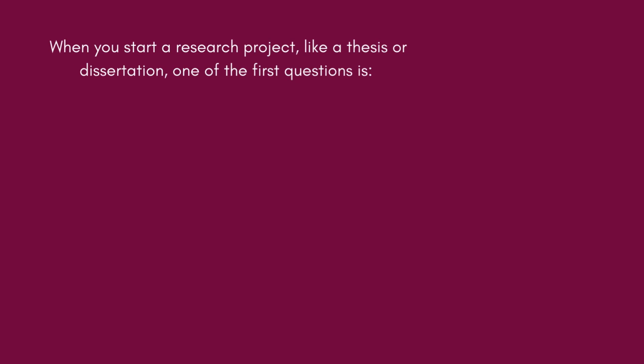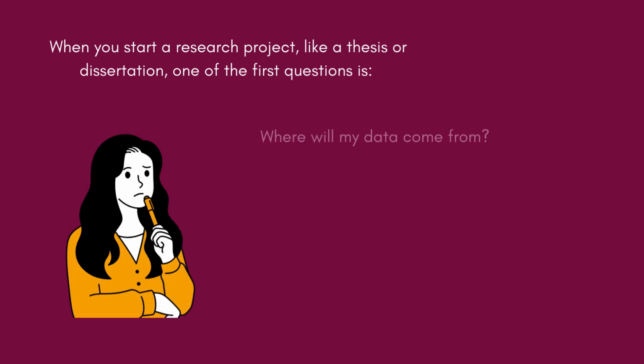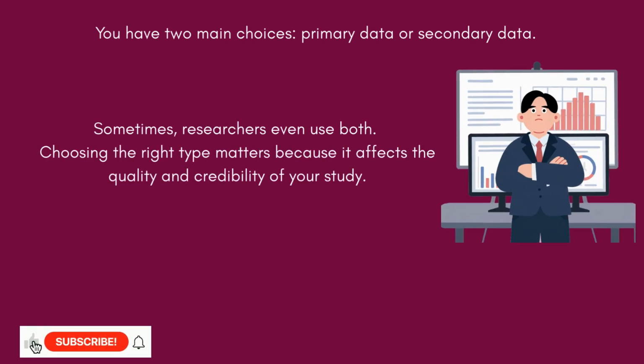When you start a research project, like a thesis or dissertation, one of the first questions is, where will my data come from? You have two main choices: primary data or secondary data. Sometimes, researchers even use both. Choosing the right type matters because it affects the quality and credibility of your study.